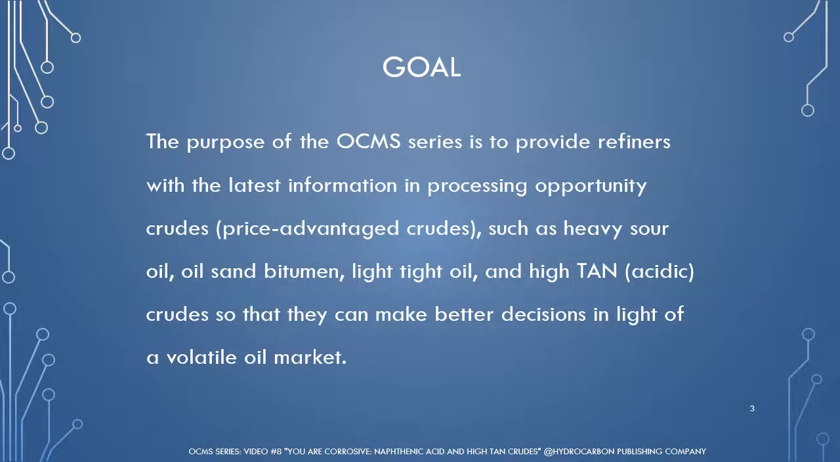The purpose of the OCMS series is to provide refiners with the latest information in processing opportunity or price-advantaged crudes, such as heavy sour oil, oil sand bitumen, light tight oil, and highly acidic crudes, so that they can make better decisions in light of a volatile oil market.